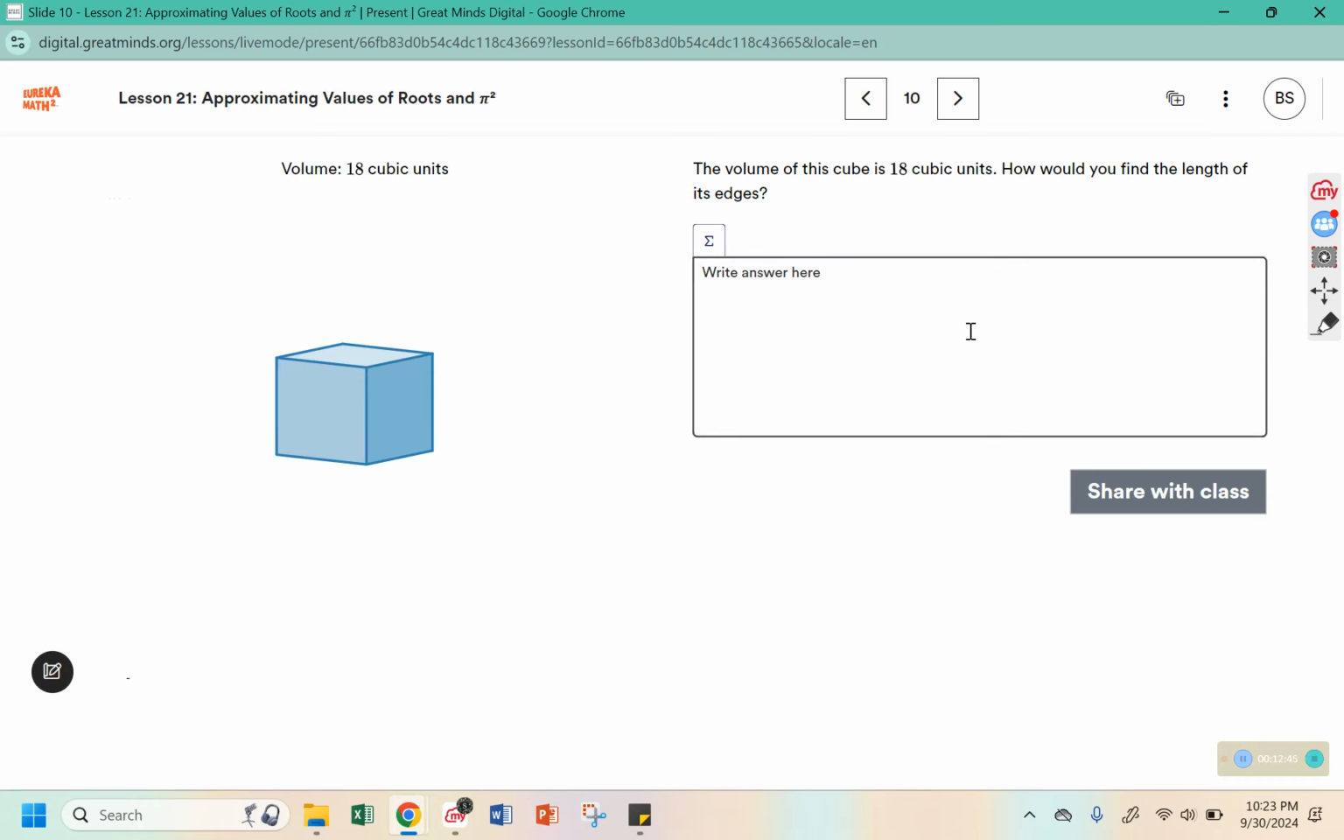The volume of this cube is 18 cubic units. How would you find the length of its edges? I would use the cube root of 18.